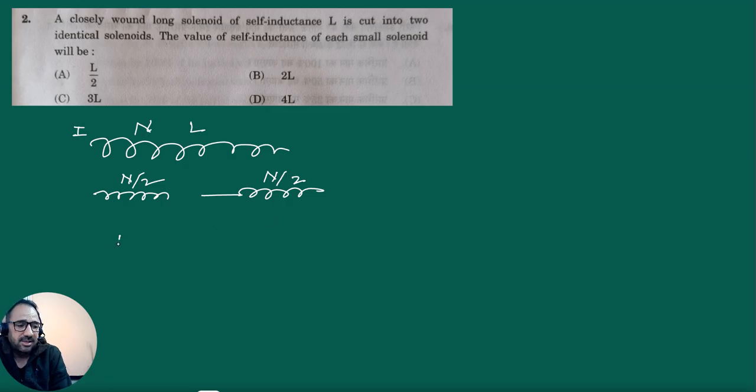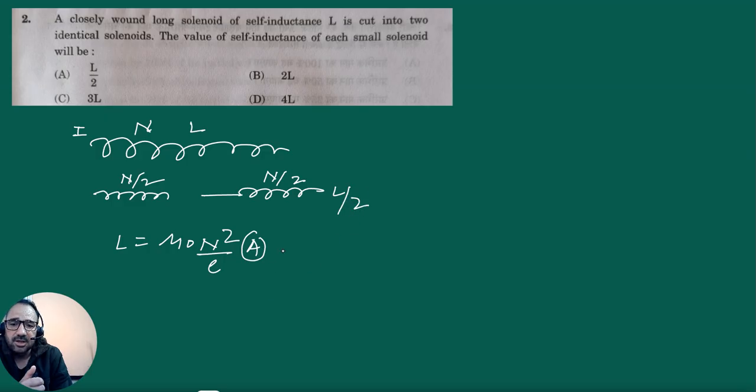Now self-inductance has two formulas. One is mu naught n square upon L into A. You can write it in terms of small n also. Small n is total number of turns upon L. So L depends upon what? Area of cross section will be same here. Only you are changing the length, and length becomes L by 2 for each.